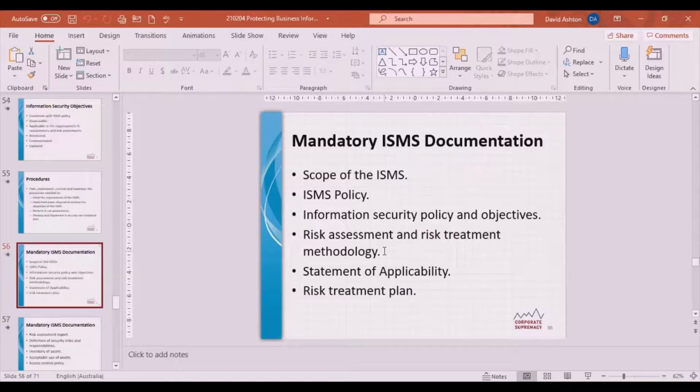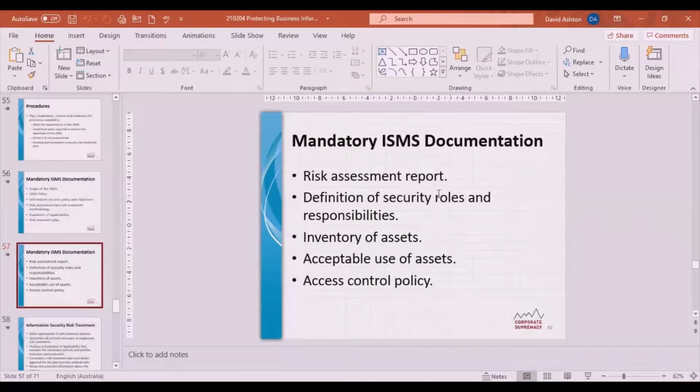So some of the documentation you need around having an information security management system: outline the scope of it, the policy. The scope is how far reaching it is into your organisation. The policies and objectives, the risk assessment and treatment plans and methodologies, the statement of applicability, which I'll talk about later, and the risk treatment plan. You also need an assessment of your risks, and definition of security roles and responsibilities.